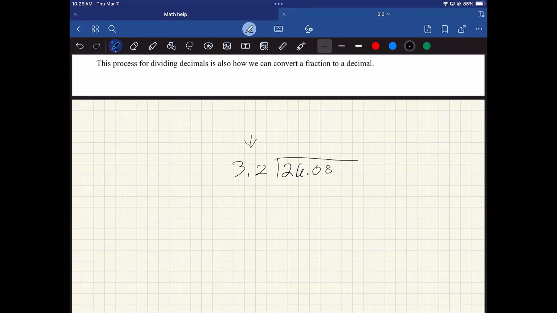I think you're on the right track. I'm going to remind everyone that this is a fraction bar. So look, we have 3.2 over 26.08.